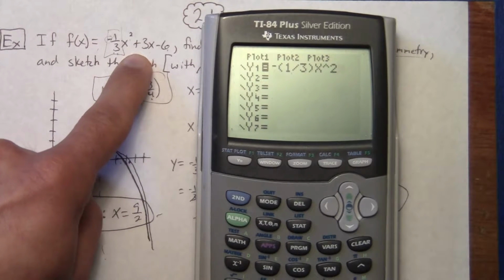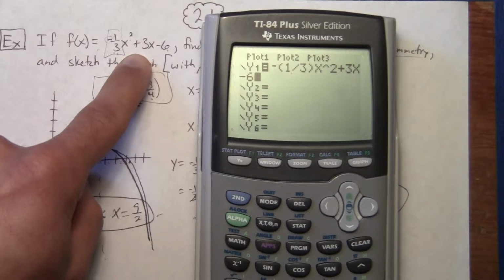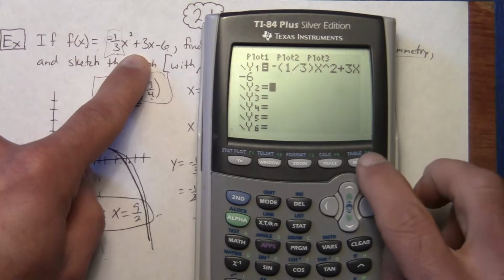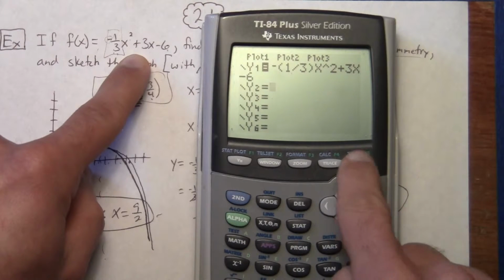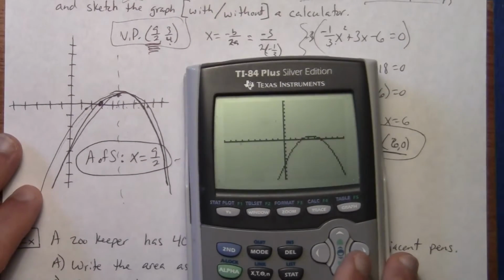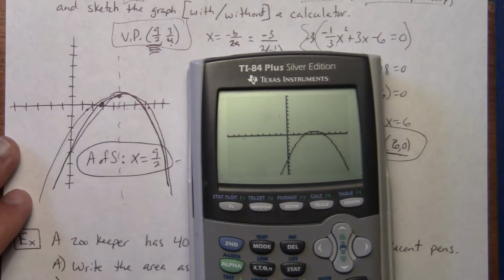Alright, finishing it off, I have plus 3x minus 6. And then I'm going to go ahead and hit enter. And then my graph button is at the far top right. I'm going to hit graph, and it's going to go ahead and draw a picture of the graph for me. And you can see if you compare this graph to the graph that we drew, yeah, that's pretty accurate. I'd say we were fairly close.